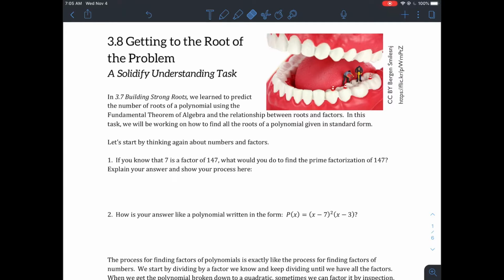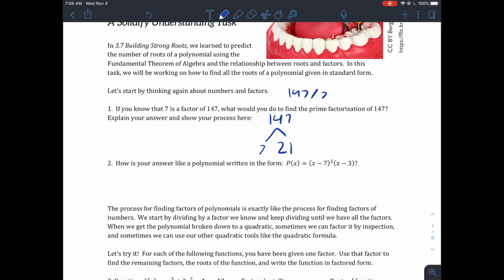All right, so for this one here, we would break 147 down into 7 and 21. How did I get that? Well, since I know that 7's a factor, I could do 147 divided by 7, right? And then I, of course, can break 21 down further, which is going to give me a 7 and a 3. And now I've got all prime numbers. I've got my prime factorization, all right?